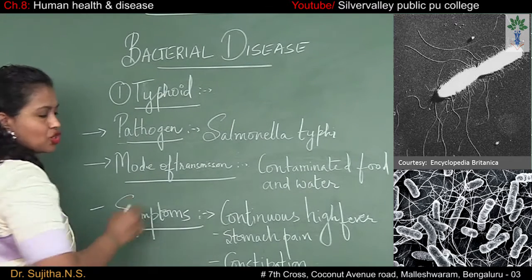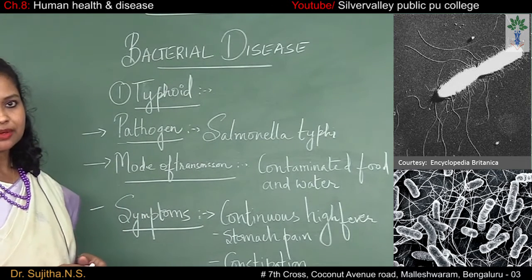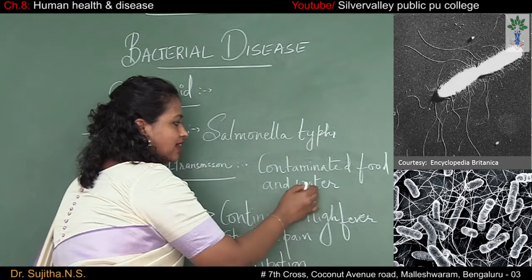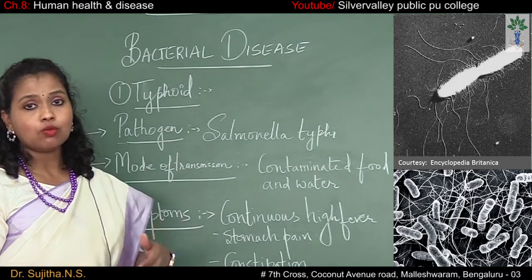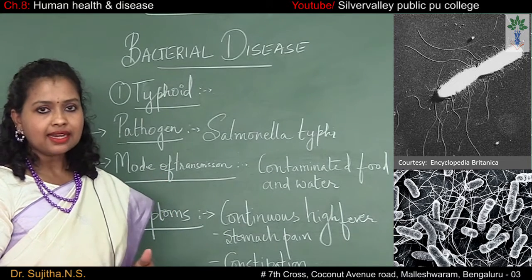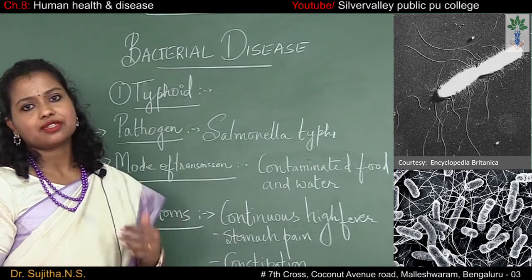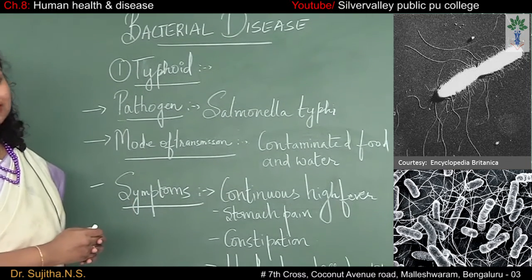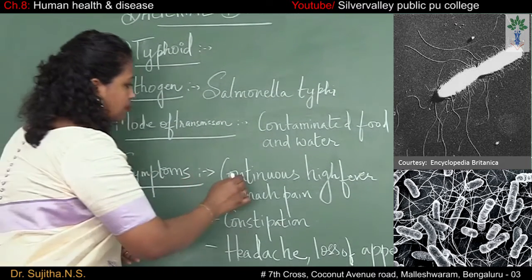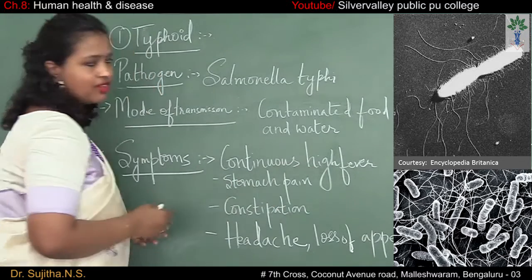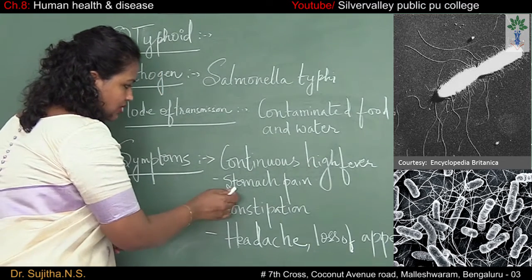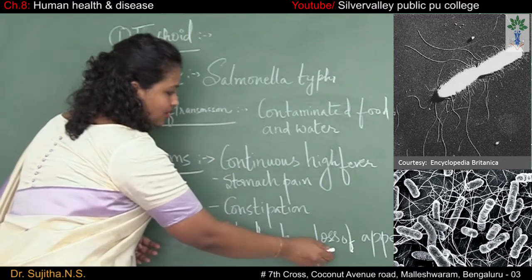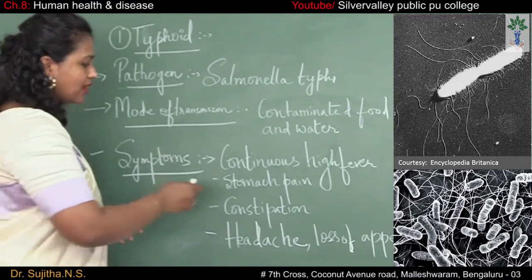The mode of transmission. How is this disease transmitted? This disease is transmitted when the food and the water are contaminated. When the food and the water get contaminated, then the healthy individual gets affected by this disease. And what are the symptoms of this disease? The person will have a continuous high fever. The individual will also suffer from stomach pain, constipation, headache, and loss of appetite. What do you mean by constipation?